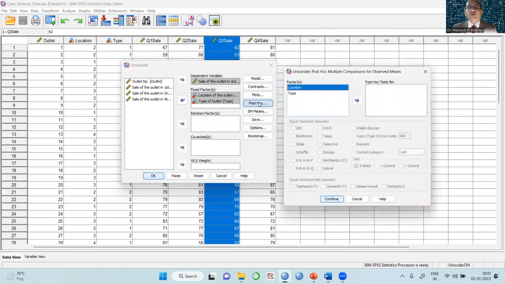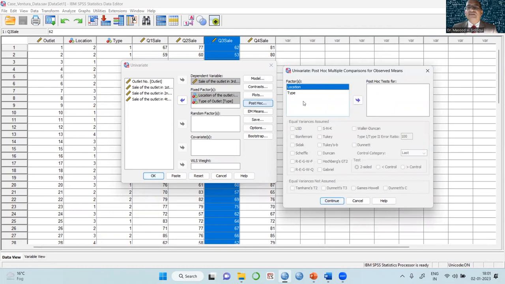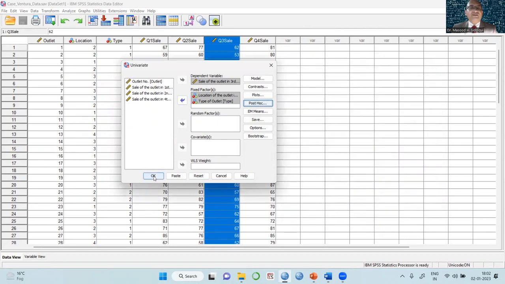And if we want the post hoc analysis, we can have it for both. We can have it for the type also, but here I am not taking it because type has only two levels, so it does not require the post hoc analysis. We can take one from equal variance assumed and one from unequal variance also. If you want, you can include the type also, but that is not that much required. Then we continue, and then we press OK.